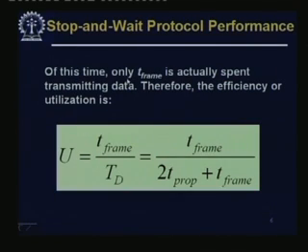Of this time, only T frame is actually spent transmitting data, and the rest of the time is idle. Therefore, the efficiency of the utilization is T frame divided by Td, the total time. Td has two components: T frame, the time to send the frame, the transmission time, plus twice the propagation time, T prop. Why twice? Because the frame has to reach the destination, and the destination has to send an acknowledgement back. One T prop this way, one T prop that way, that is twice T prop. So, that is the efficiency.